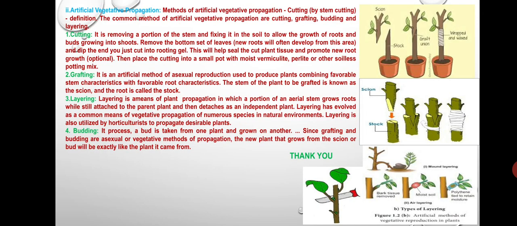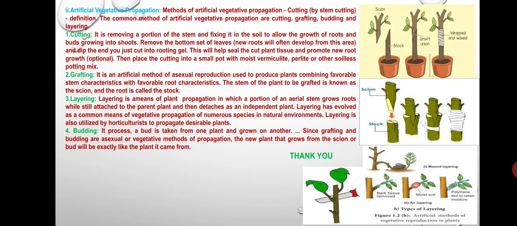Next friends, we discuss artificial vegetative propagation. Methods of artificial vegetative propagation: cutting, or stem cutting. The common methods of artificial vegetative propagation are cutting, grafting, budding, and layering. The first method we discuss is cutting.